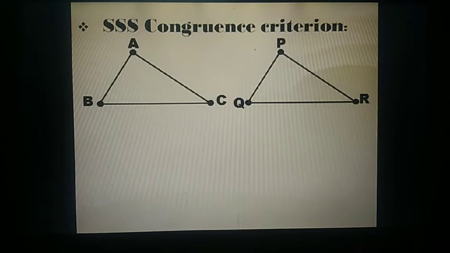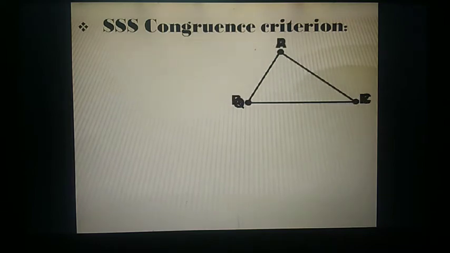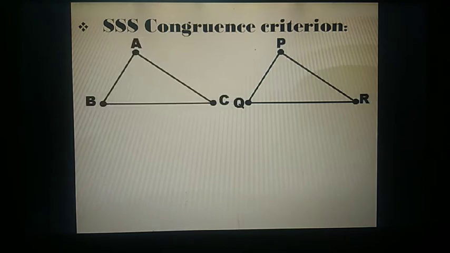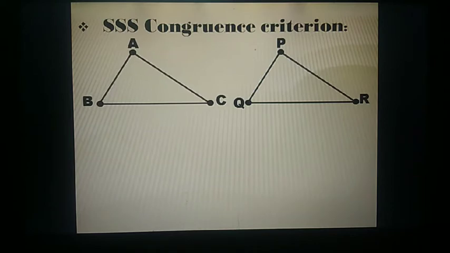if there are two triangles and after superposing them, the first one is a copy of the second, that is, all the sides have equal length. Here we can say AB falls on PQ, BC falls on QR and AC falls on PR, and they are totally covering each other. So this is SSS congruence criteria.